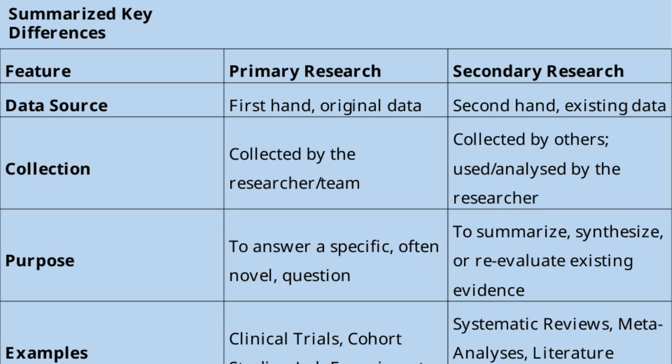Secondary research's goal is more about summarizing or reevaluating the existing evidence, bringing together what's already known to see the bigger picture. For examples, primary research includes clinical trials, cohort studies, and lab experiments, things where you're generating new data. Secondary research examples are systematic reviews, meta-analyses, and comprehensive literature reviews, where you're synthesizing existing studies. Understanding these differences helps us choose the right approach depending on our research questions and goals.